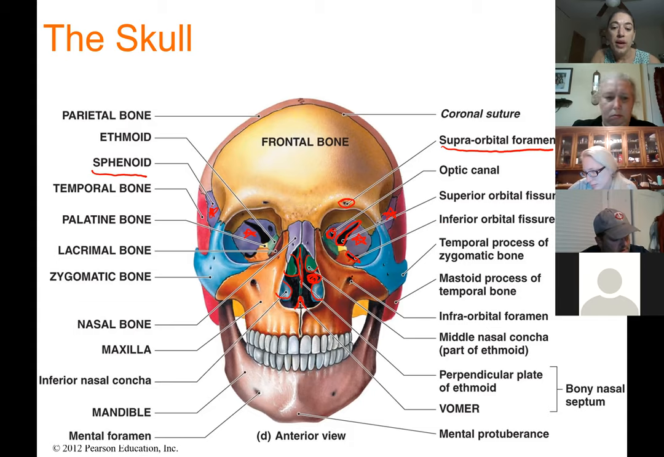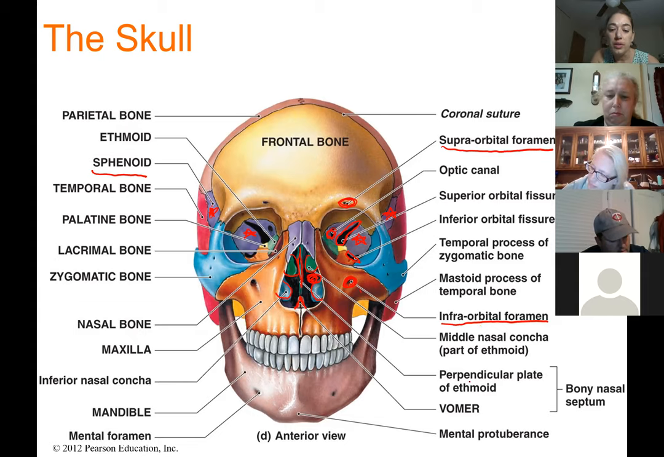Another set of foramen for you, right here below the eye. Your inferior orbital foramen or infraorbital foramen. You can say inferior or infra, they mean the same thing. So you have a supraorbital foramen above and an infraorbital foramen below. So superior, inferior, or supra and infra, same thing.